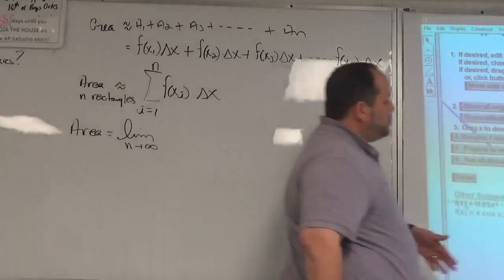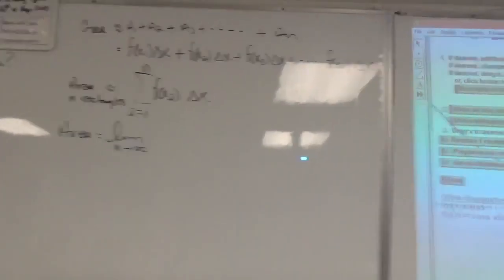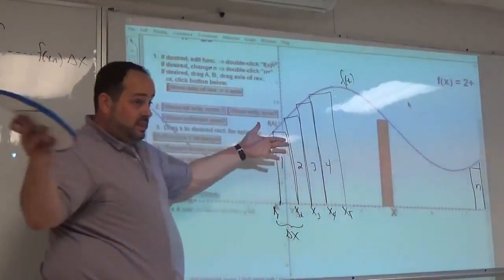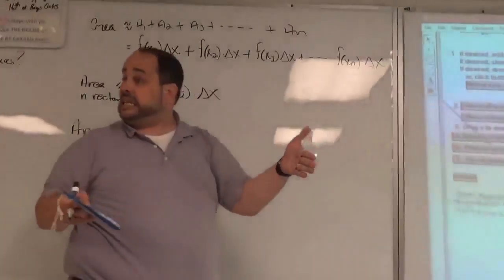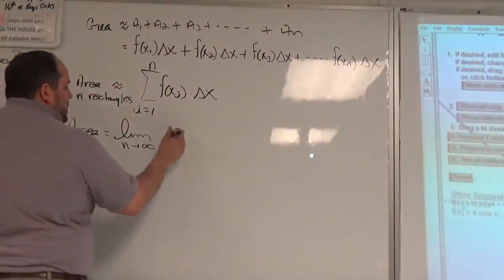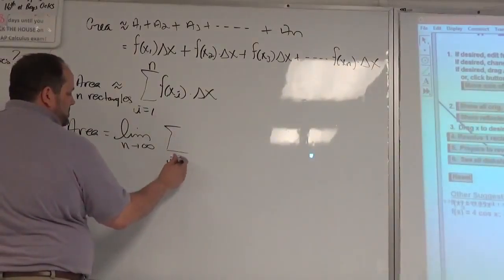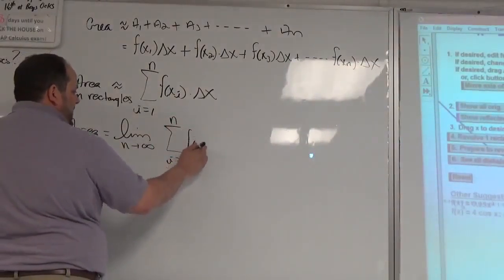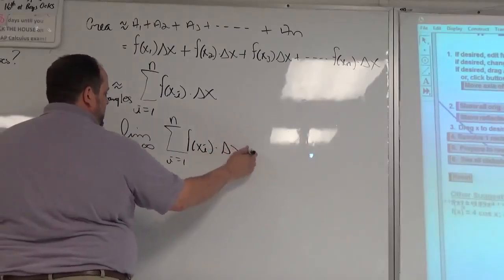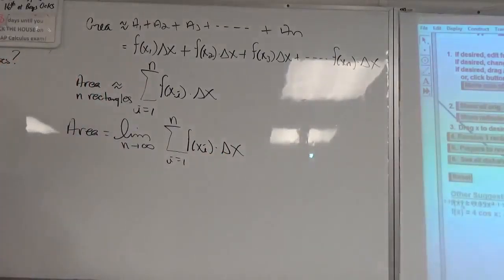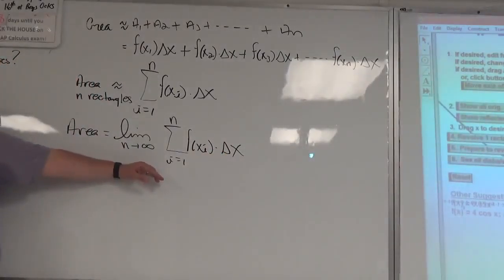Because if I'm going to squeeze an infinite number of rectangles into this finite width, they have to get really, really skinny. So I get the limit as n approaches infinity of the sum from i equals 1 to n of f of x sub i times delta x. That is what Riemann would have told us to do.